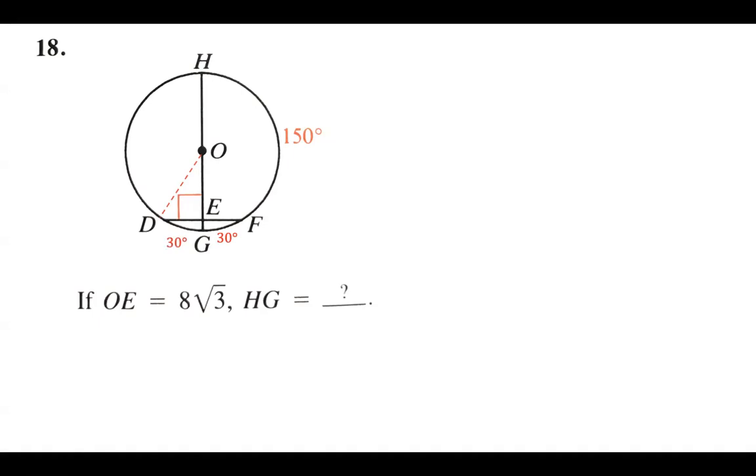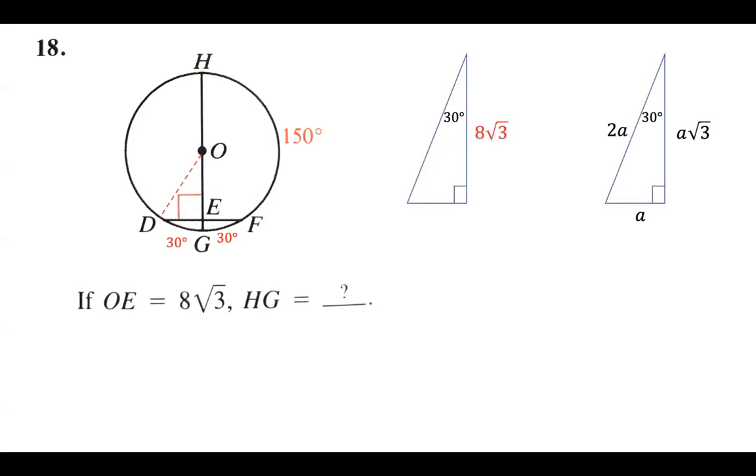DOG is a central angle. So that means that I got a 30, 60, 90 triangle again. So if I can just find DO there, well, then I double it and I'm done. So let's think of our generic 30, 60, 90 again. The short leg is A, hypotenuse is 2A, long leg is A root 3. So what piece of information do we have this time? We have OE. So OE is the long leg. So that means the long leg is 8 root 3.